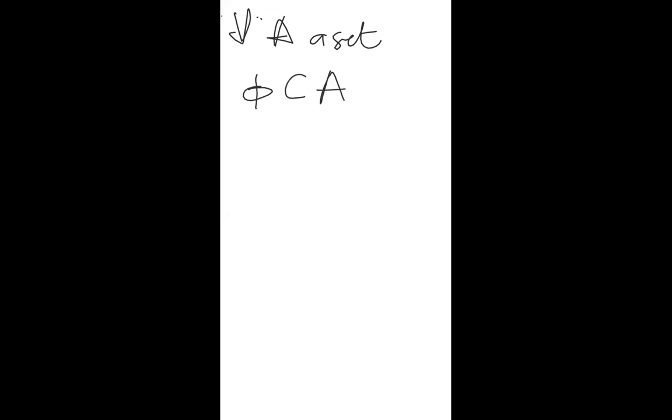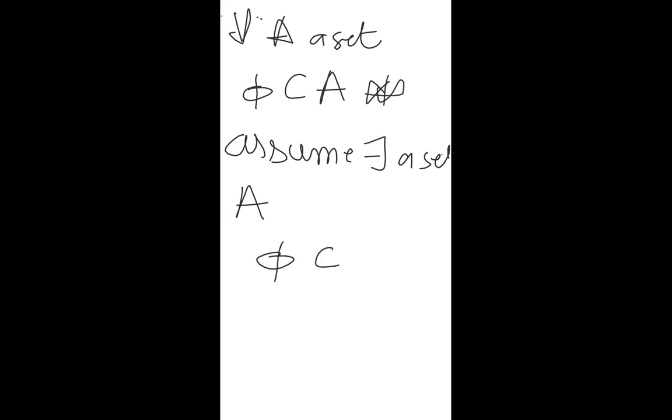So the empty set is a subset of this original set A. We want to prove this. The way I did it, I said that we assume that there exists a set A such that, for this set A, this relation does not hold. So we have the empty set is not a subset of A.